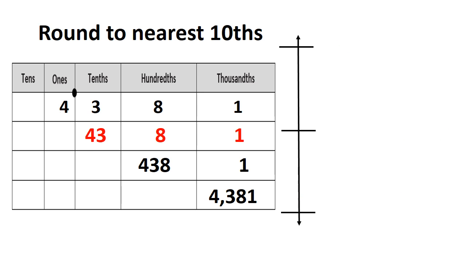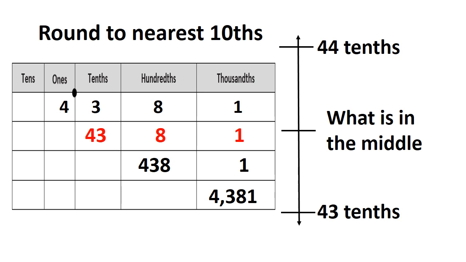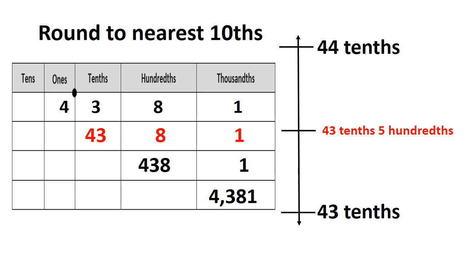Now round to the nearest tenths. So I'm coming to my tenths position, and I can see I have 43 tenths. So that goes to the bottom of my number line. 1 more tenth, because the question is, does it round to 43 tenths or 44 tenths? What is in the middle? Well, I can see 43 tenths, 5 hundredths. Now I'm going to compare 43 tenths, 8 hundredths to 43 tenths, 5 hundredths. And I know it would be above, so that means we would round to 44 tenths.